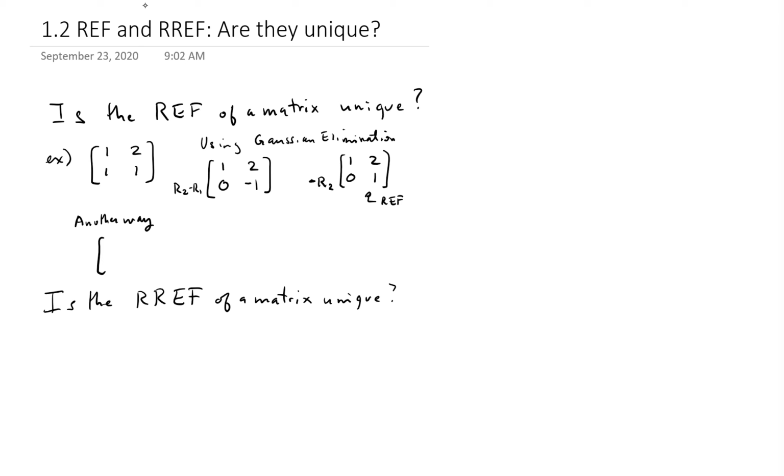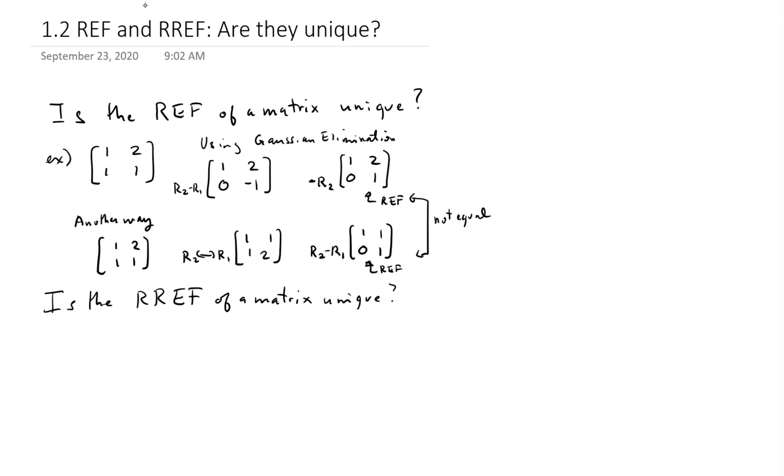Here's another way. I've got this. So instead, I will switch the rows. I'll switch row 2 with row 1. Look what happens. I've got this. Now I want to introduce a 0 here, so we'll do row 2 minus row 1. And doing that, I'm going to get 0 and 1. And now this is also in row echelon form. And if you compare to the form we had previously, they are not the same. Not equal.